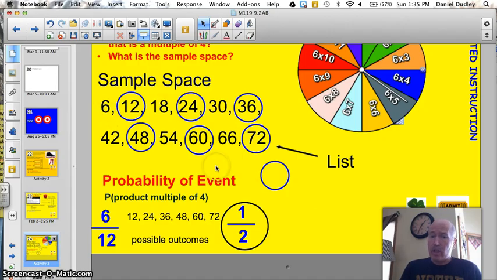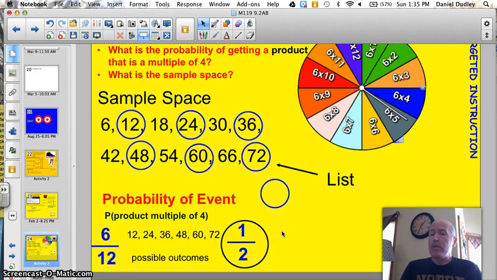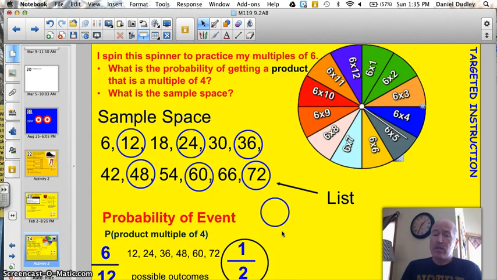So you take a quick look at the sample space. Those are all the different numbers that are listed. Those are all the different multiples. And then the total possible outcomes, you reduce it down. So you're just using that sample space, that list, to find your probability.